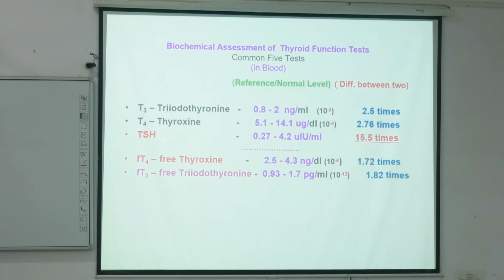So TSH is the main determinant of thyroid hormone, and you can see that this is the only parameter in the body which has such a wide margin between the lower limit of normal and the upper limit of normal, and that is 15.5 times, and in different laboratories the range differs. But you see the range is more than 10 times in any laboratory. And why is this range?